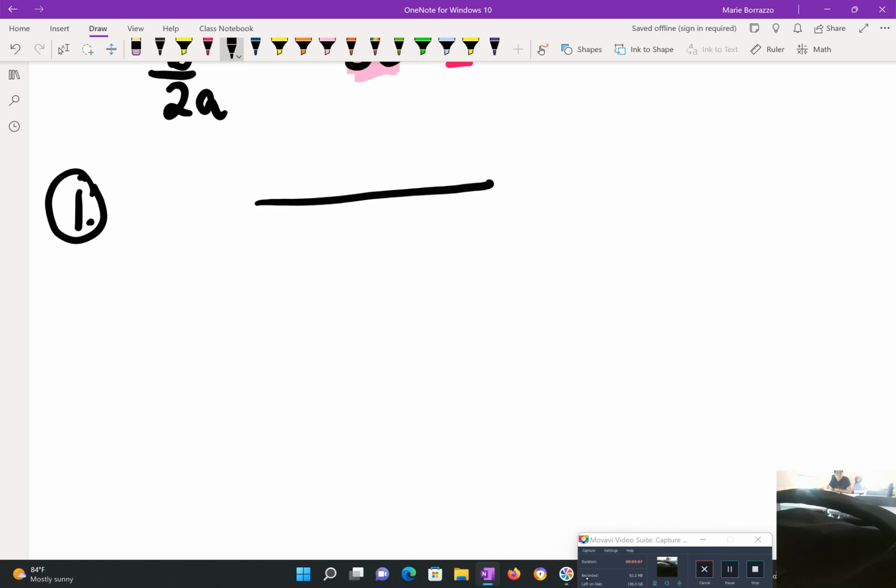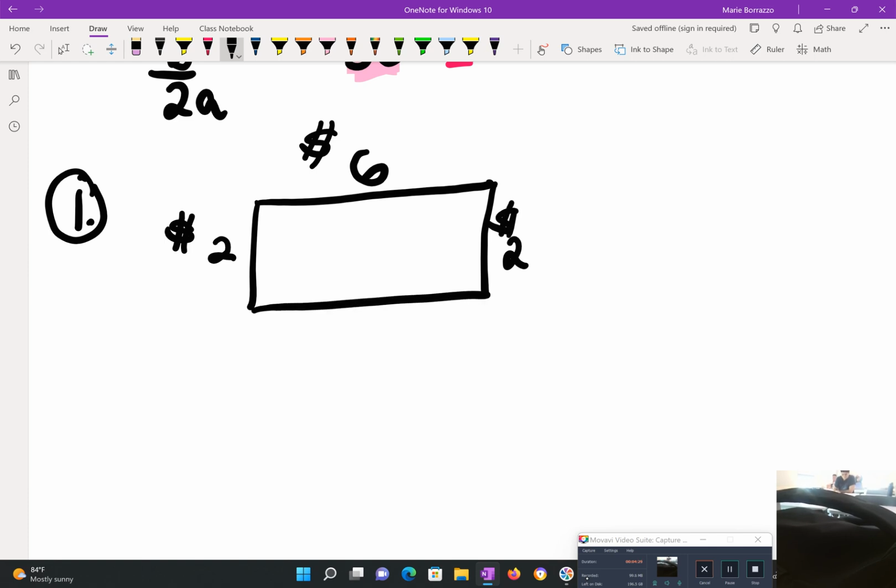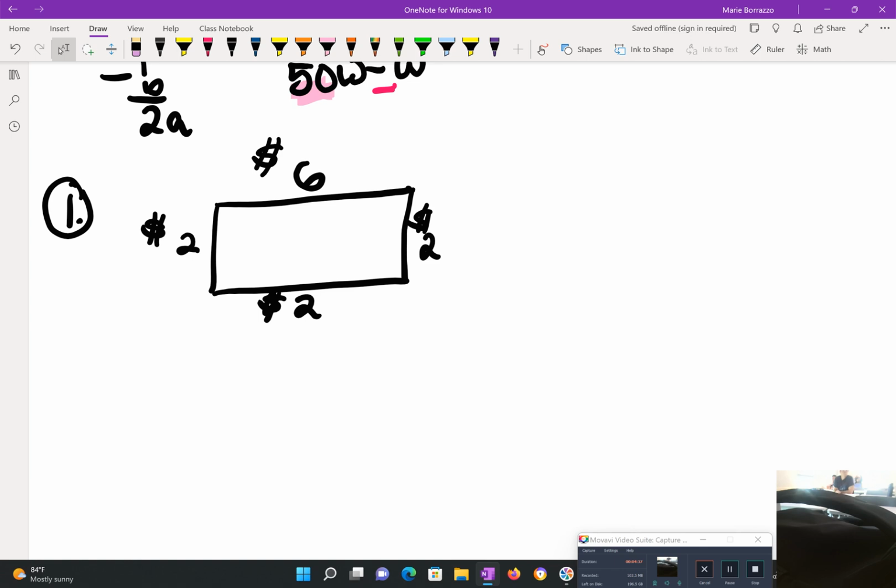So imagine the fencing. Here's your $6 fencing. I'll refer to my notes, because I get tripped up too. This is a $6 fencing, a little bit more expensive. And then I've got $2 fencing here, $2 fencing here, and $2 fencing here. So let's assume this is our perimeter. Let's call this X and X, and let's call this Y and Y.